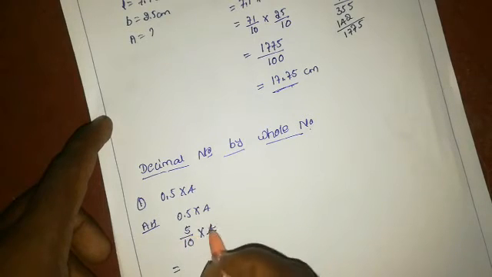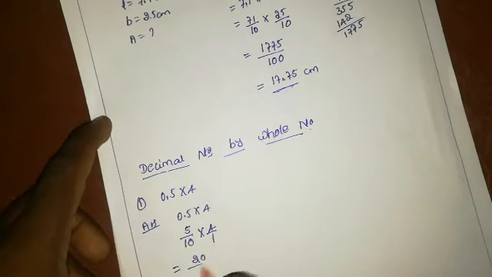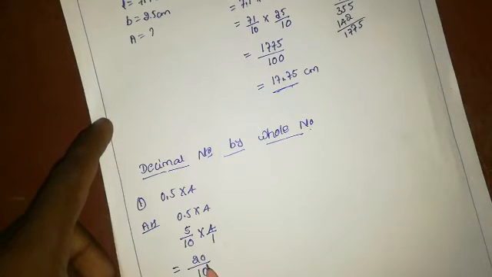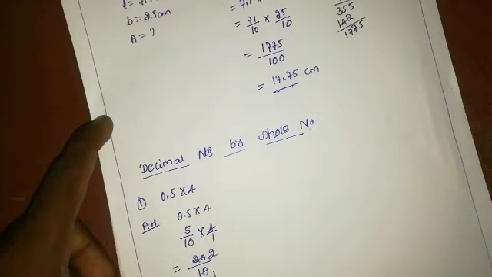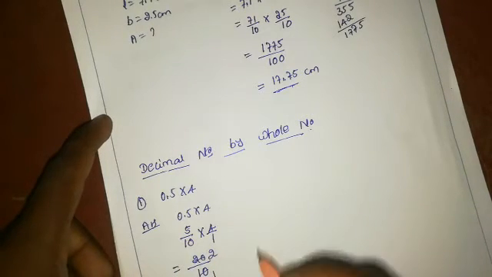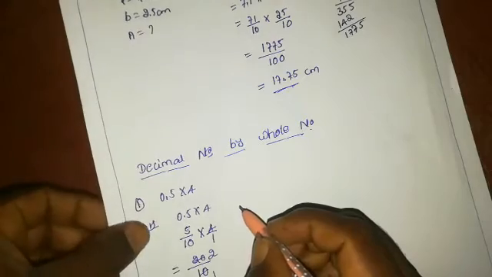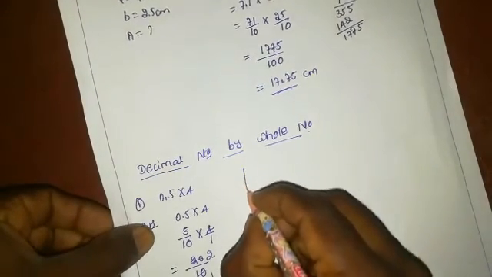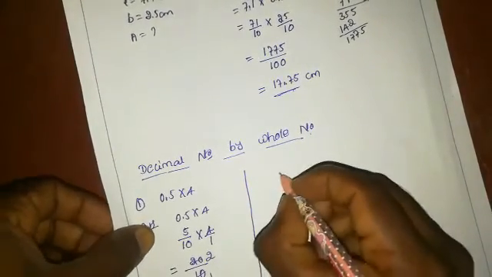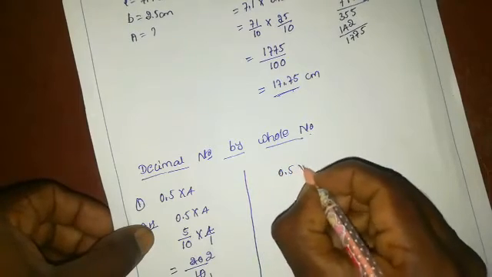5 fours are how much? 20, divided by 10 ones are 10. Now we cancel: 10 ones are 10, 10 twos are 20. We get 2 as the answer. Thus we multiply a decimal by a whole number. Or we have another method to multiply: the direct multiplication method, that is 0.5 into 4.